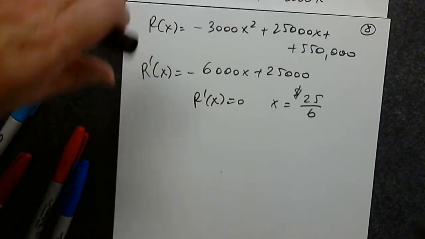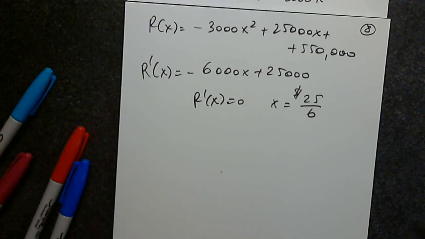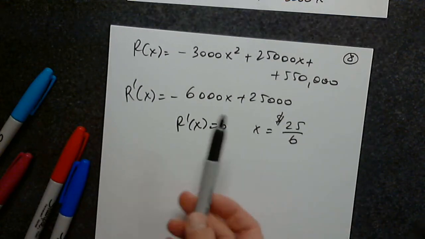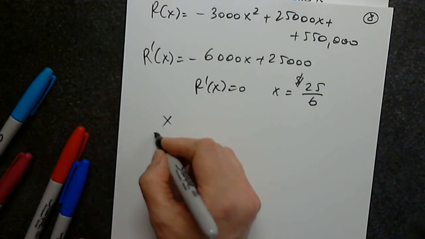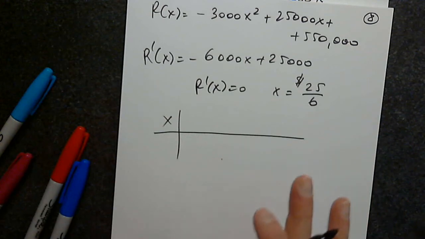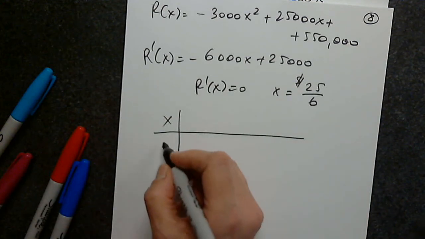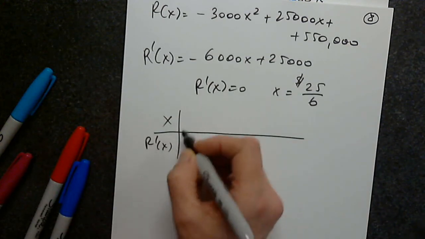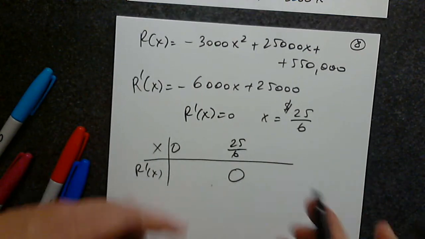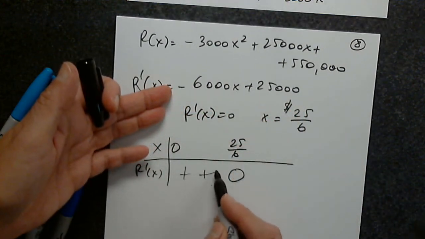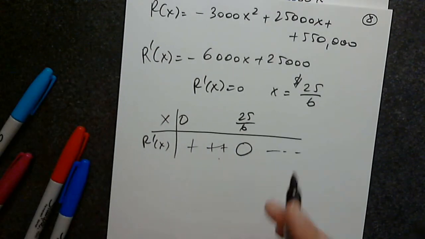Okay, I haven't shown that this is giving us a maximum. Of course it is, because it's quadratic and it has a maximum. But I still have to show this. We haven't found the final answer just yet. So I have R prime, 0, 25 over 6 is 0. I study the sign. Obviously it's positive, and this is negative. So this gives us a maximum.